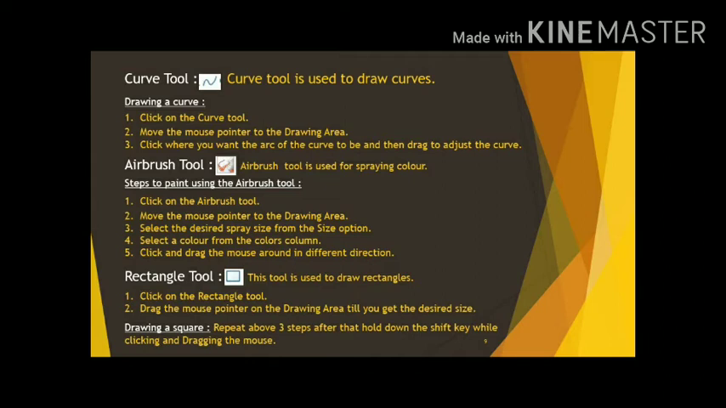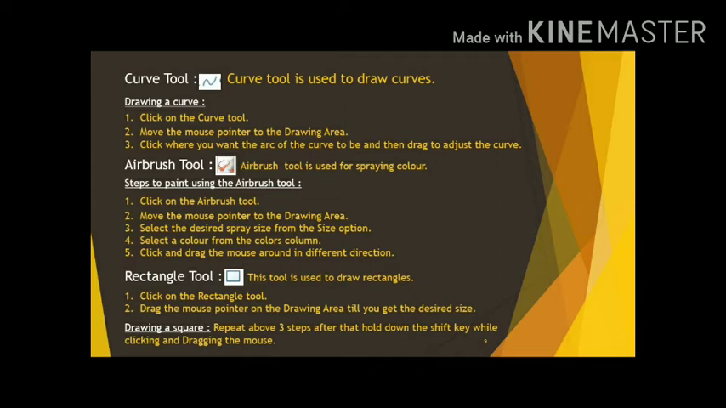Airbrush tool. Airbrush tool is used for spraying color. Steps to paint using the airbrush tool are: first, click on the airbrush tool. Second, move the mouse pointer to the drawing area. Third, select the desired spray size from the size option. Fourth, select a color from the color column. Fifth, click and drag the mouse around in different directions.